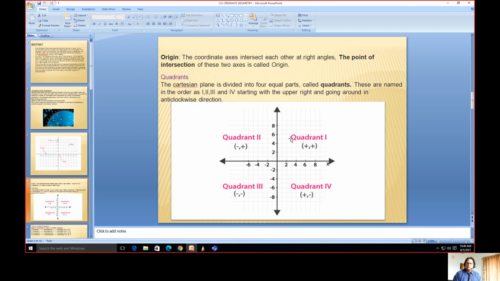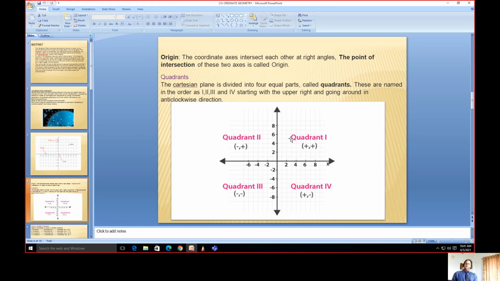First quadrant, second quadrant, third quadrant, fourth quadrant, and they are moving anti-clockwise. The coordinate axes intersect each other at right angle. The point of intersection of these two axes is called origin. Quadrants: the Cartesian plane is divided into 4 equal parts called quadrants. These are named in the order 1, 2, 3, 4, as you can see on the screen.